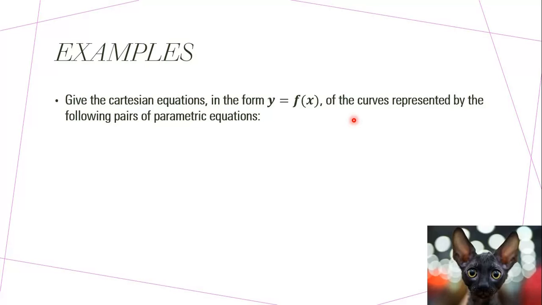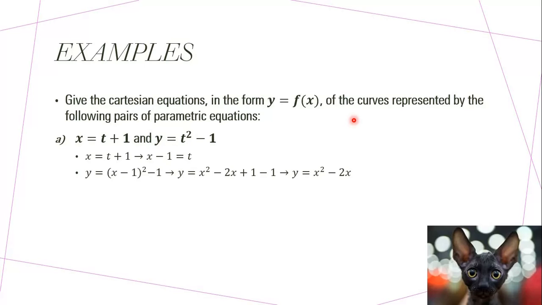Give the Cartesian equations in the form y equals f of x of the curves represented by the following pairs of parametric equations. A, x equals t plus 1 and y equals t squared minus 1. So if x equals t plus 1, then t is equal to x minus 1. So you can sub this into the y and get y equals (x minus 1) all squared minus 1. y equals x squared minus 2x plus 1 minus 1. So y equals x squared minus 2x.